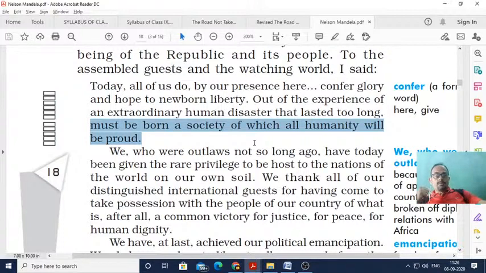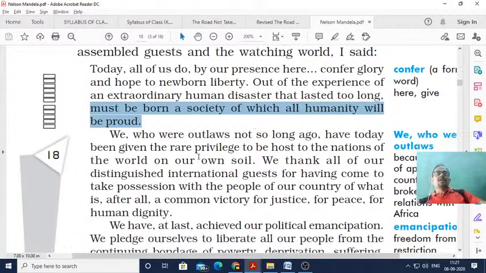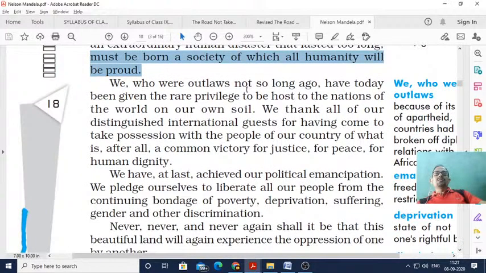Therefore, Nelson Mandela is absolutely thrilled to have achieved victory, and to have achieved the installation of the democratic setup in his country. Then he says, we who were outlaws not so long ago have today been given the rare privilege to be the host to the nations of the world on our own soil.